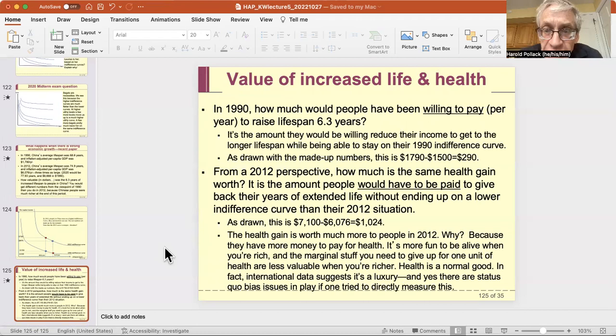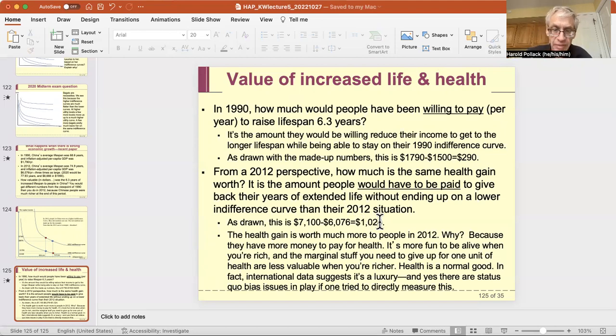And so if you say 1990, how much would people have been willing to pay to raise their lifespan 6.3 years? Let me just say this again. It's the amount they'd be willing to reduce their income to get to the longer lifespan that corresponds to 2012. And as drawn in the made up numbers, they'd only be willing to pay about $290 a year to get to that. Now, from a 2012 perspective, how much would you have to be paid to go back to 1990? And the way I drew the curves, that's $1,000 a year.